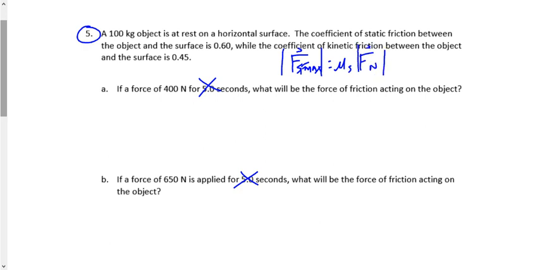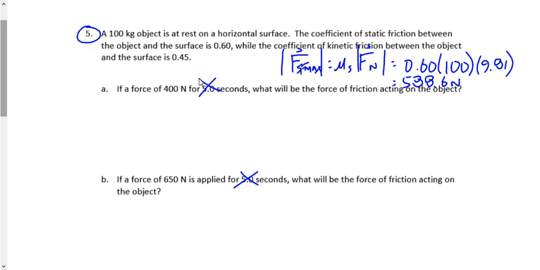Let's say it's the coefficient of static friction, which is 0.60, times the normal force, which is 100 times 9.81. That gives me 588.6 newtons. That's not static friction. When you calculate that value, that's never going to be static friction. That's how much static friction can be. How much is it? Well, in question A, you push with 400 newtons.